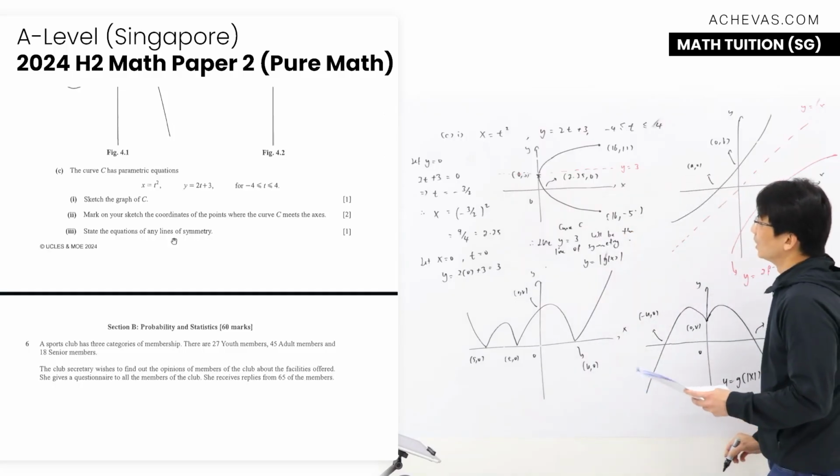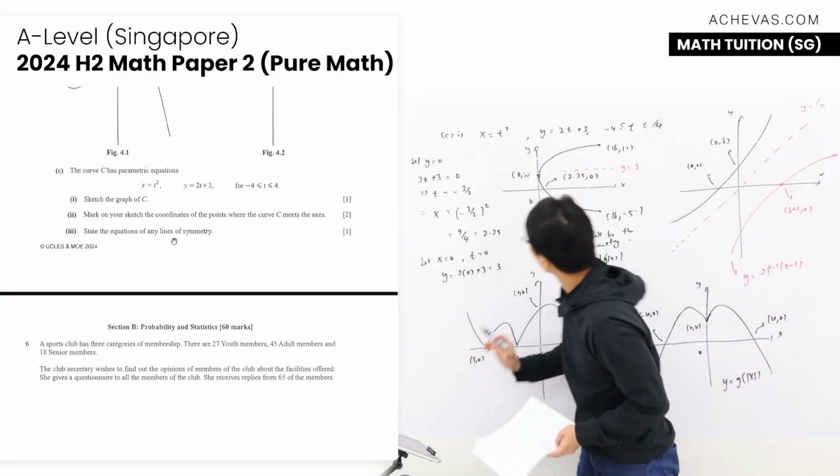Okay, that will be the only line of symmetry that I can identify for this curve.